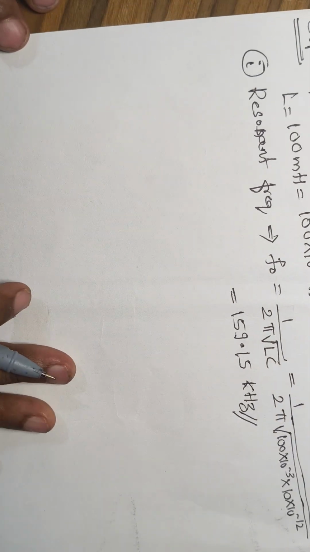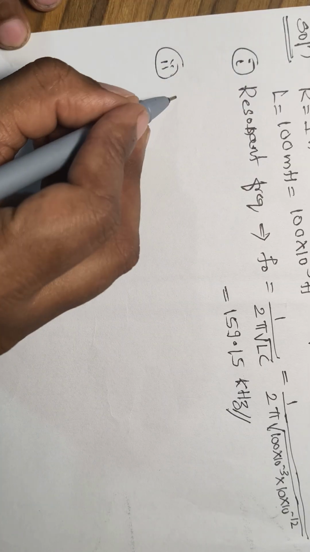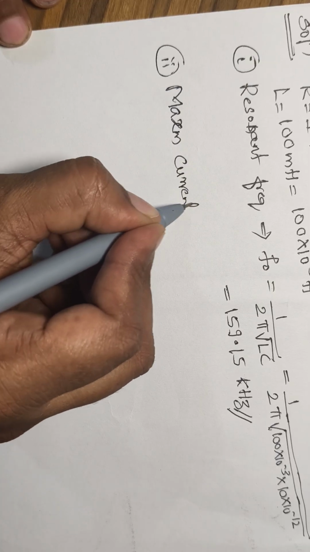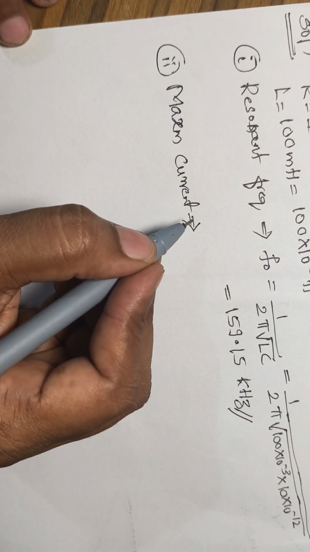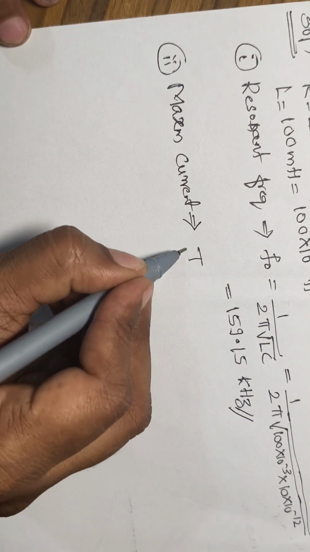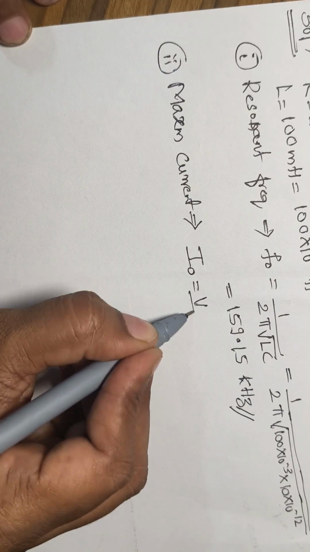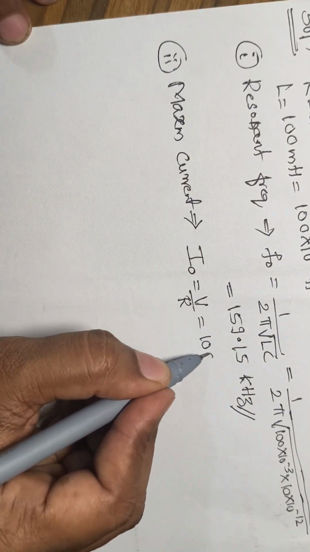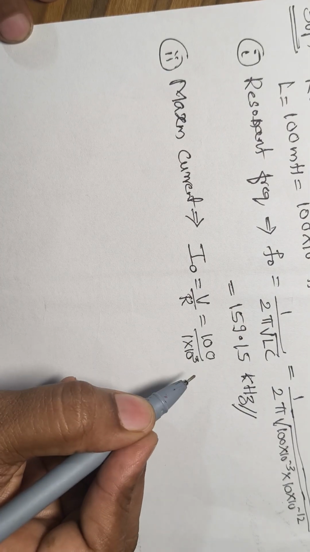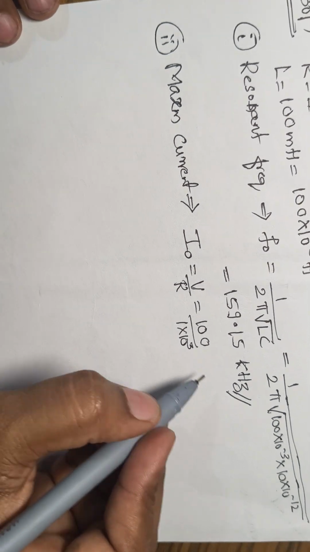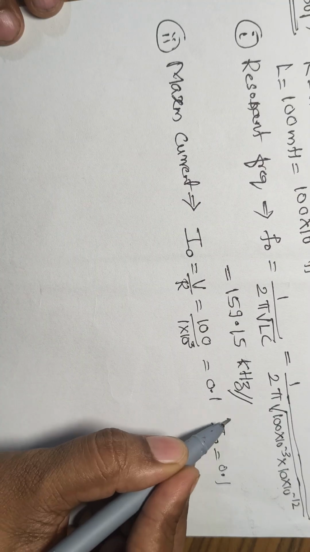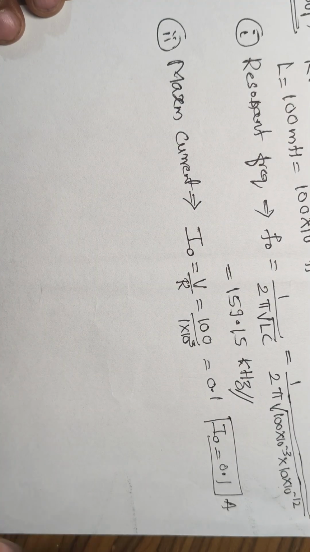Okay. Next, second, you need to find out the maximum current. This maximum current I naught will be flowing in the circuit only at resonance. Therefore, maximum current I naught is equal to V by R. V is given as 100 and R is given as 1 kilo ohm, that is 1 into 10 raised to 3. So we get 0.1. Therefore, I naught is 0.1 amperes.